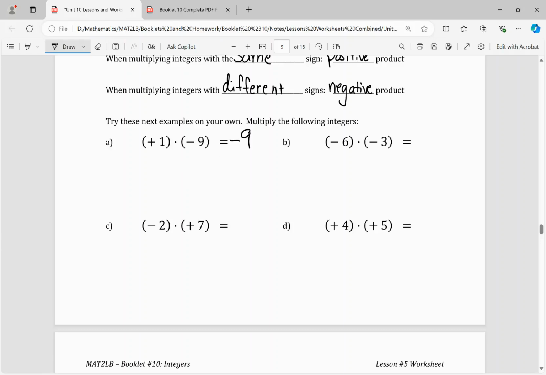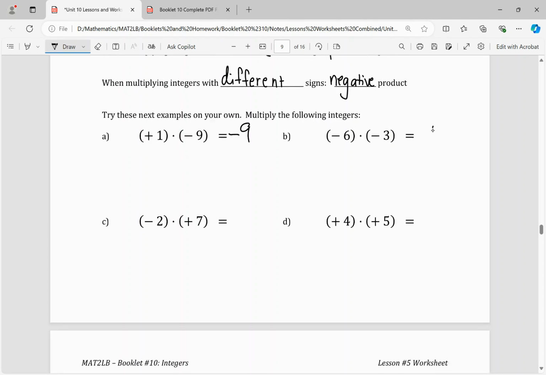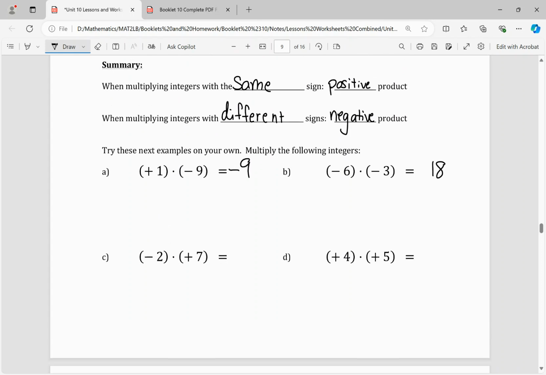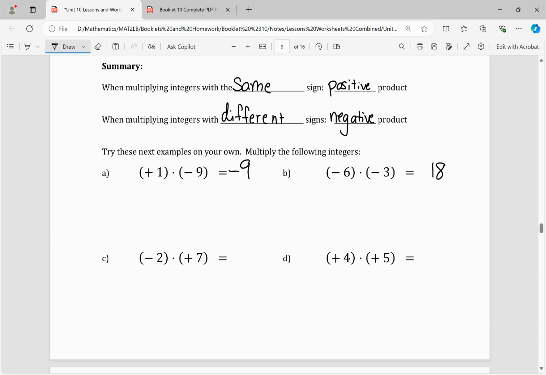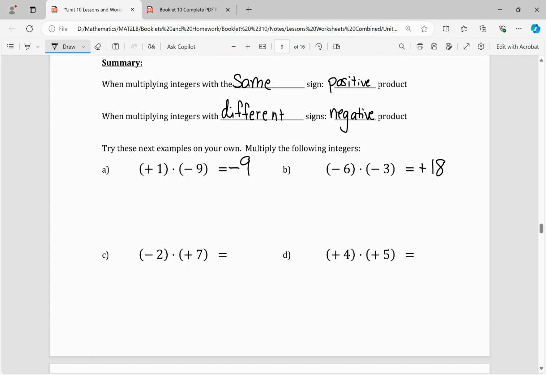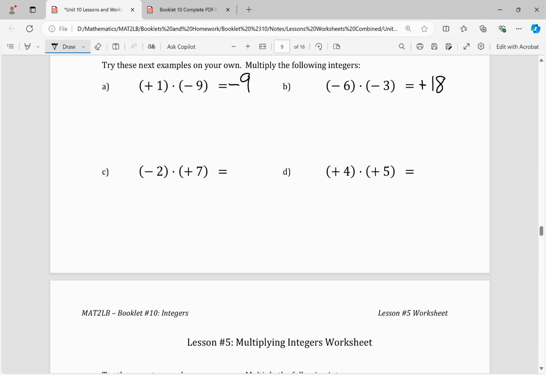Now, in question B, we have -6 times -3, but the 6 and 3 themselves are going to make 18, right? 6, 12, 18. Now, these are the same sign. They're both negative. And since they're the same sign, the product is going to be positive. So negative 6 times negative 3 is positive 18.